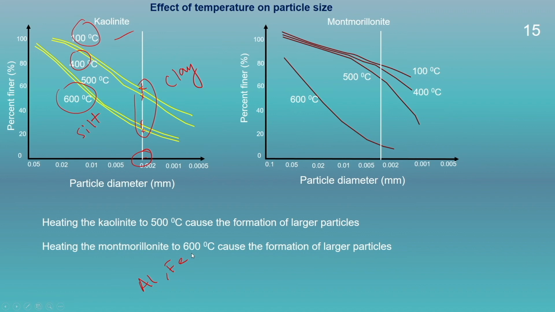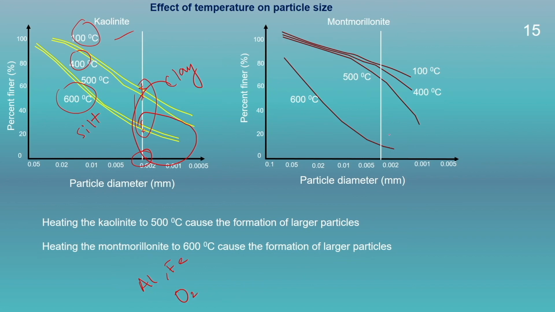from the destructed crystal structure may react with the oxygen and form the aluminum and iron oxide, and these oxides may precipitate at an interparticle contact and cement the clay particles together to form the large aggregate particles. And at 600 degrees centigrade, even larger aggregates are formed as the cementation process gets accelerated.